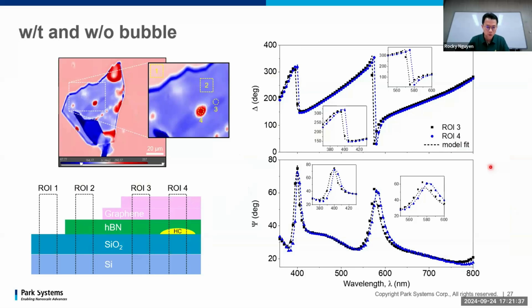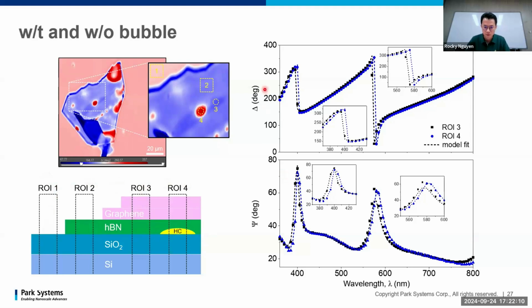So let's take a look in more detail. Here, I define the regions of interest for optical modeling as R1, 2, 3, and 4. And I built 4 different optical models so that we can independently measure the thickness of the silicon dioxide layer, hBN layer, 2 graphene layers, and also characterize the thickness of the hydrocarbon layer.